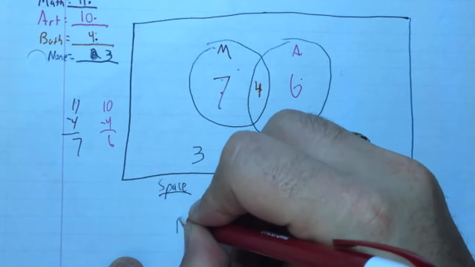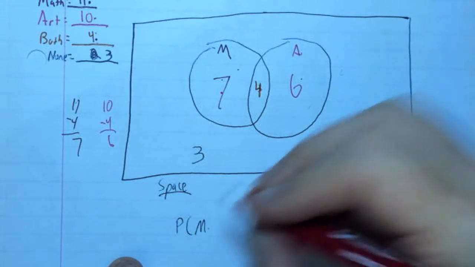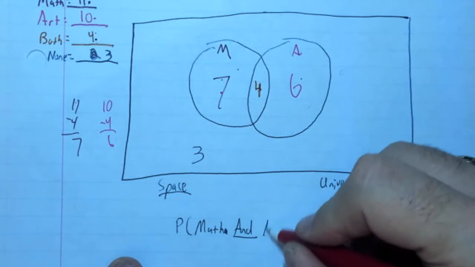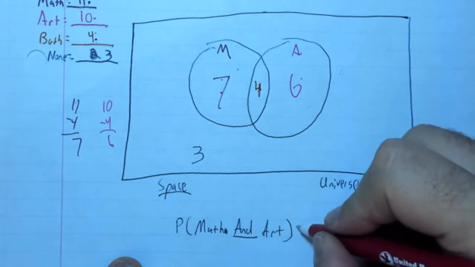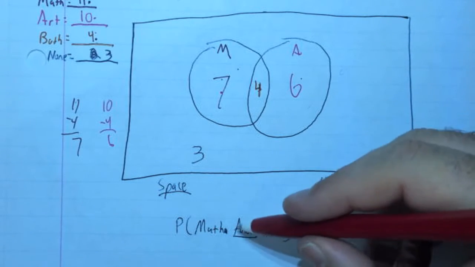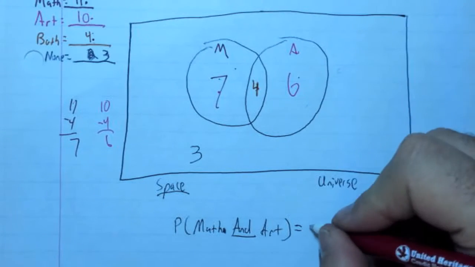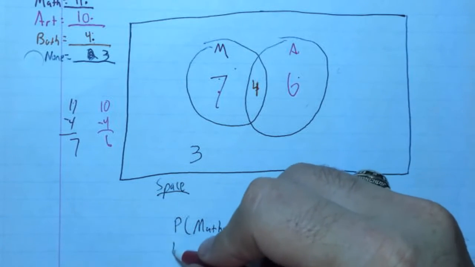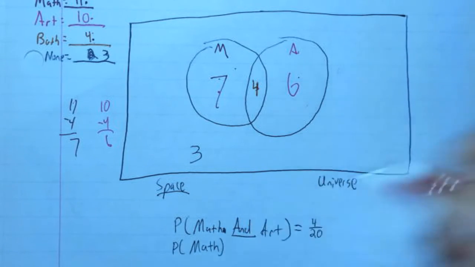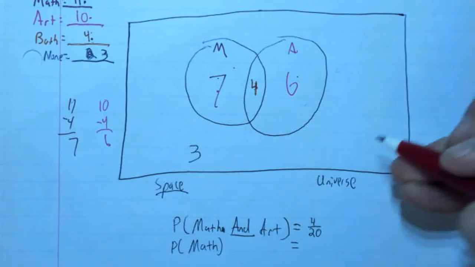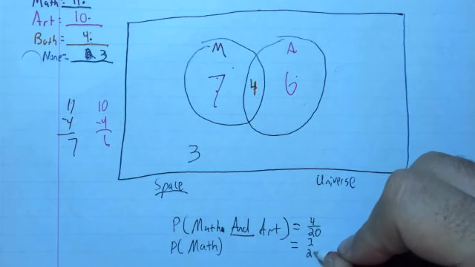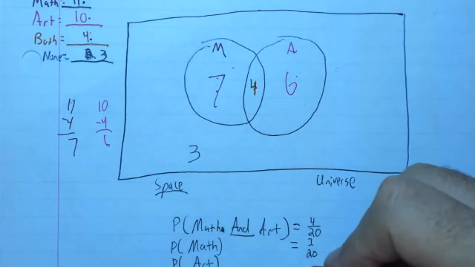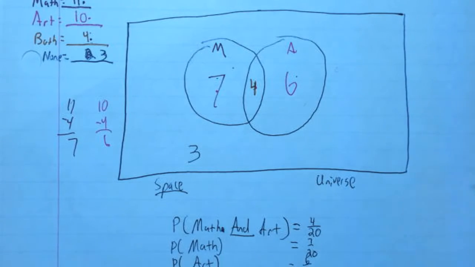So let's talk about the probability of a student taking math and art. Remember, it's probability of the event. So how many people do I have taking math and art? Well, that's this central region here, which is 4 out of 20. Now let's do the probability of math only. Well, that's my 7 out of 20. How about my probability of art only? Well, that one gives me my 6 out of 20.